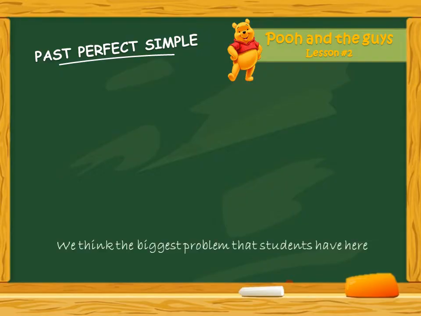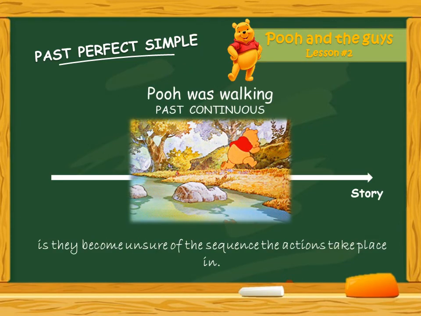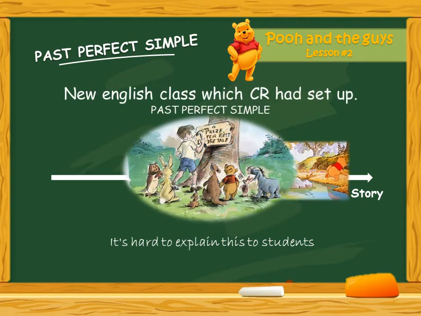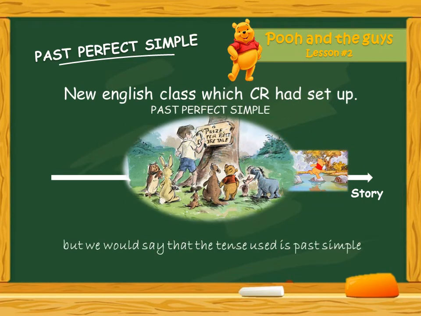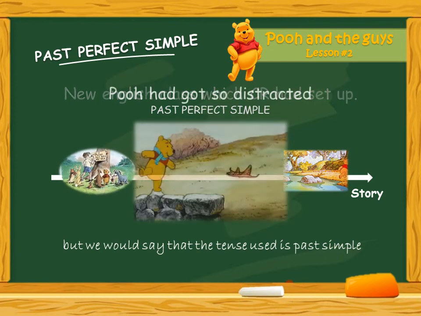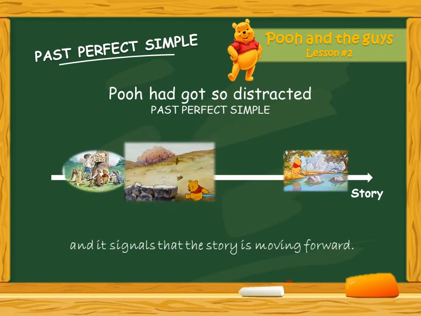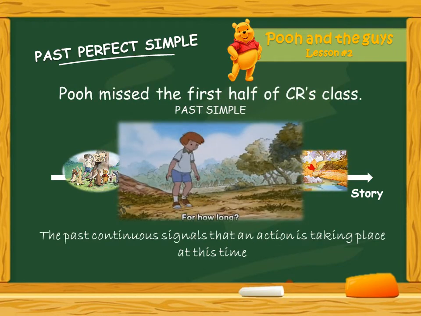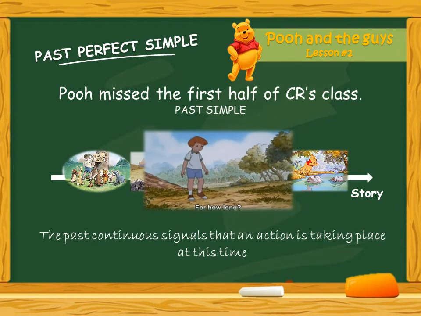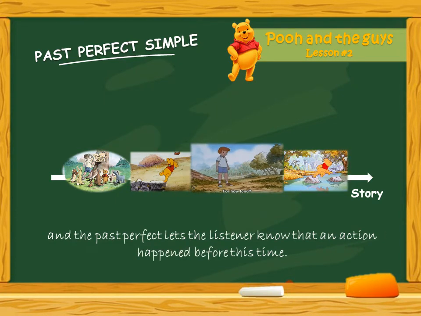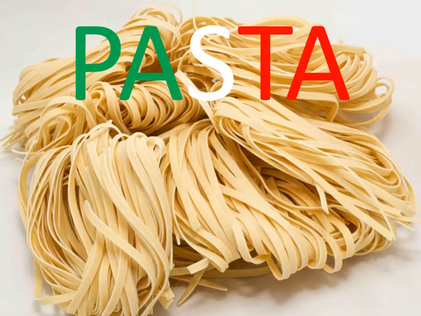We think the biggest problem that students have here is they become unsure of the sequence the actions take place in. It's hard to explain this to students, but we would say that the main tense used is past simple and it signals that the story is moving forward. The past continuous signals that an action is taking place at this time, and the past perfect lets the listener know that an action happened before this time. The pasta of the pasta.